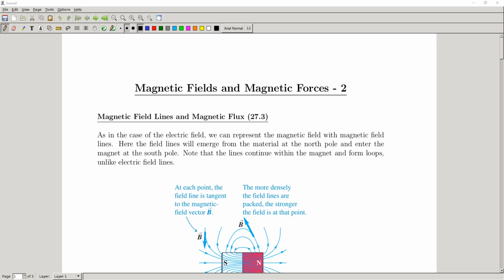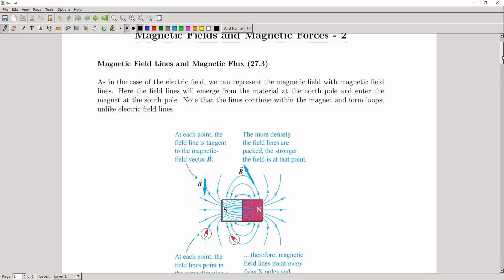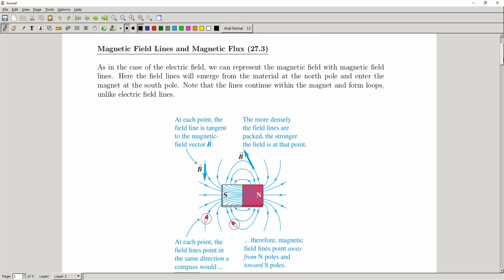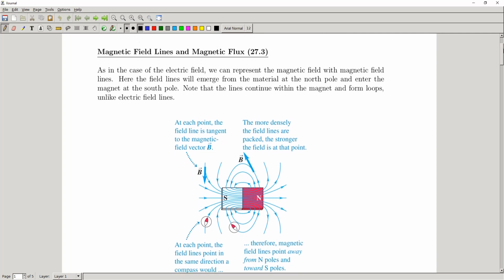And so we're going to start off with looking at the field lines themselves. As was the case for electric fields, we can represent magnetic fields with magnetic field lines. Here the field lines are going to emerge from the north poles, and they're going to re-enter the magnet in the south poles. But unlike the case of electric field lines, these lines don't start or terminate anywhere. They're all loops, right? We can see from the diagram here that these loops go through the magnet, and they all form closed loops.